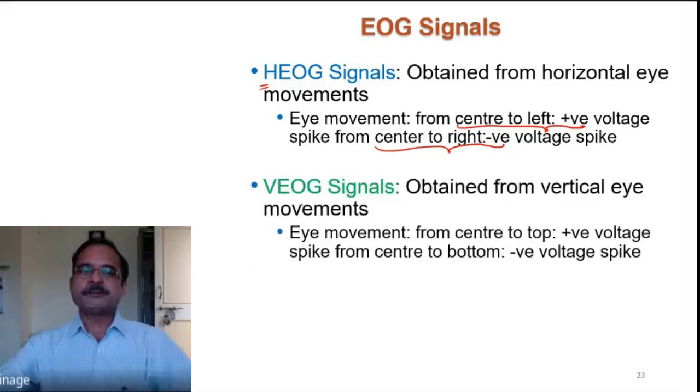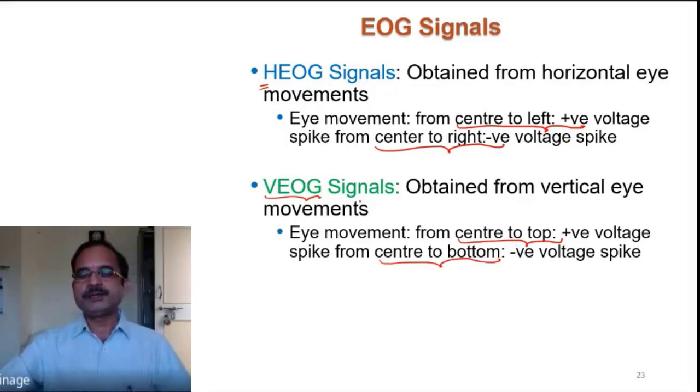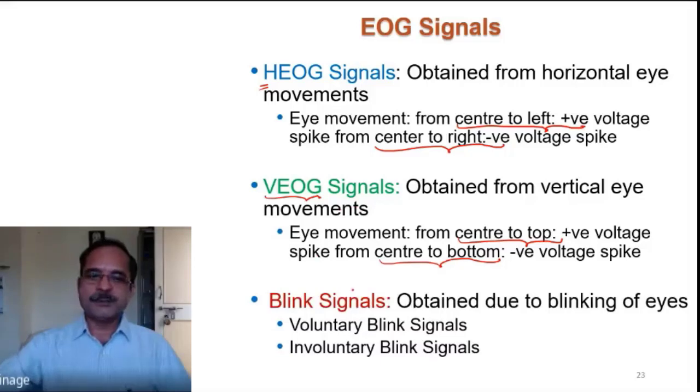Then the vertical placement of the electrodes results in the VEOG signal. This is obtained from vertical eye movements, and we get a positive voltage when the movement of the eye is from center to top. We get a positive voltage spike, and center to bottom results in a negative voltage spike. So that is about these EOG signals.